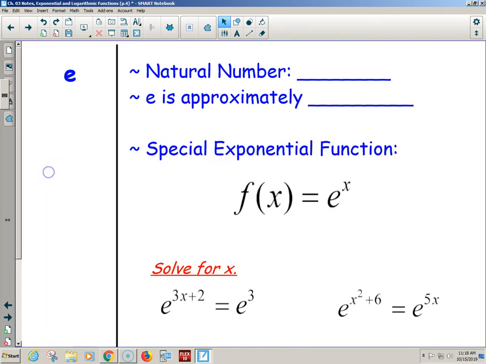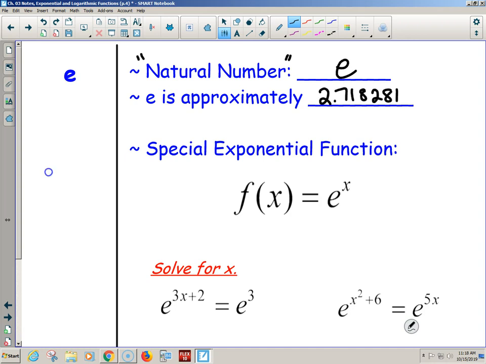So, E. In our notes, E's name is the natural number. I just told you how he shows up in nature a lot. E is approximately 2.71828.